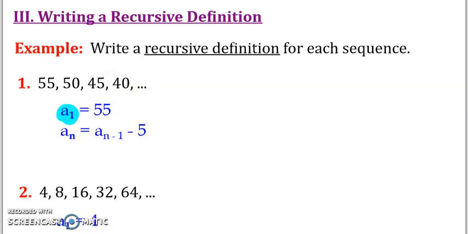go. Remember this a sub n minus 1 term. That just means whatever term came before it. So you don't have to plug anything in here. It'll always feature an a sub n minus 1. Something to keep in mind there.